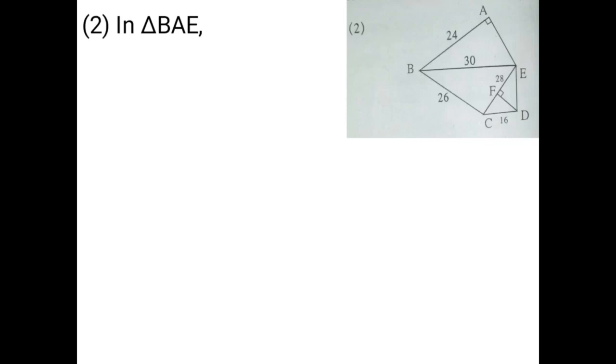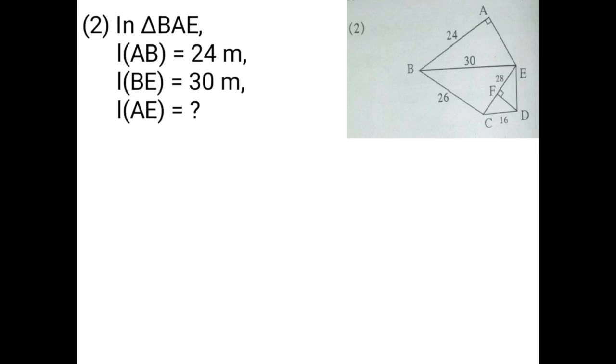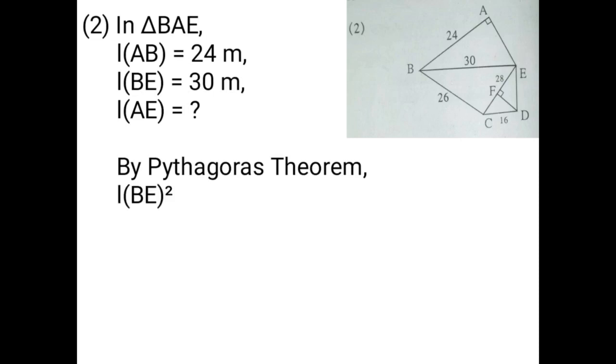In triangle BAE, length of AB is equal to 24 meter. Length of BE is equal to 30 meter. You have to find length of AE. By Pythagoras theorem, length of BE square is equal to length of AB square plus length of AE square. BE square is the hypotenuse square, AB square is the side 1 square, AE square is the side 2 square.